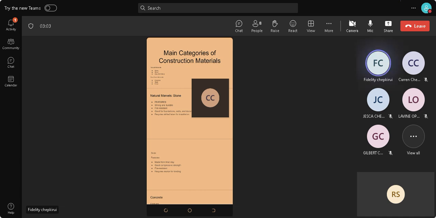Okay, let's continue to the main categories of construction materials. We have two main categories, which are the natural materials and the man-made materials. In natural materials, we have the stones, wood, and clay. Are you getting? Yes, madam. And the man-made materials, we have the concrete that is made by man, and the steels, we have the glass also. So I request Lavin Obundo to take us through the natural materials, that is the stone, the features of the stones.